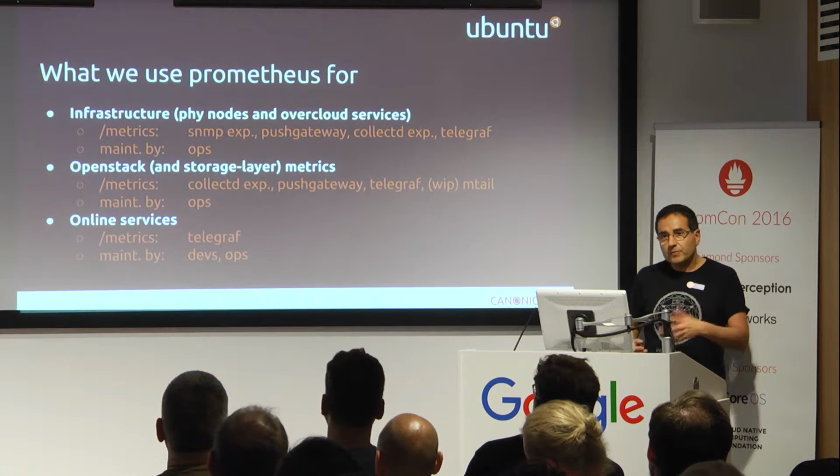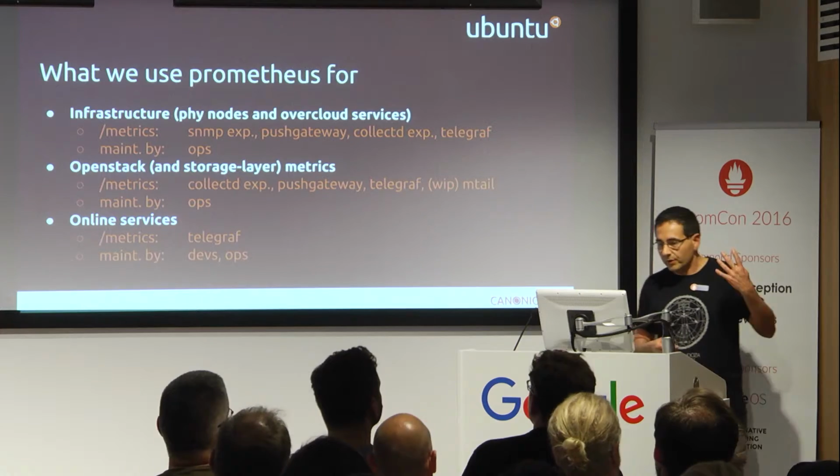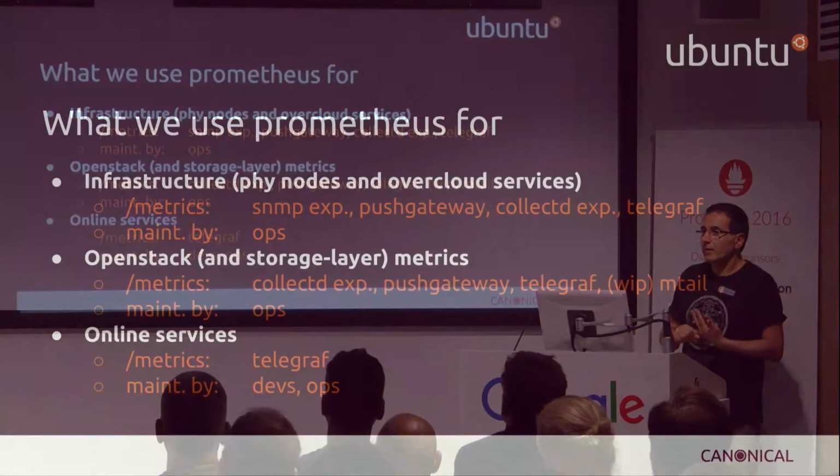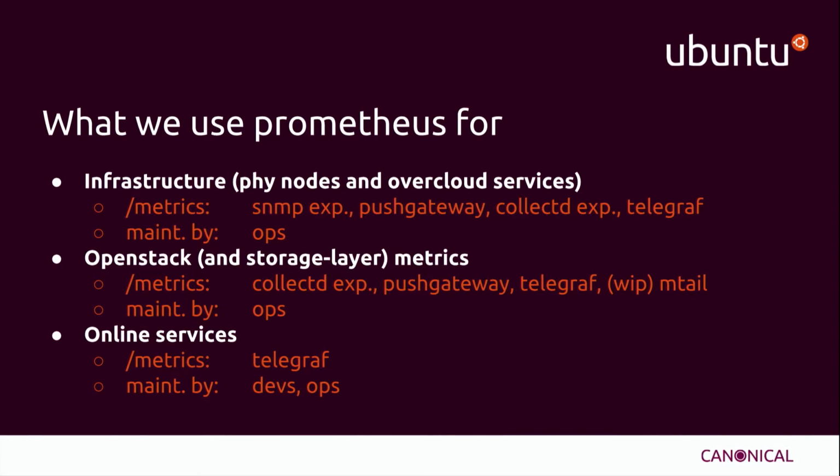What we use Prometheus for inside Canonical, essentially we use it for three different things. One for infrastructure itself, because the great majority of the infrastructure is run on physical nodes, not on the cloud. So we use it to monitor these physical nodes, monitor network gear, and some important cloud services. We use it also to monitor OpenStacks, I would say, the internal ones and some that we have at our customers, and to monitor online service applications.